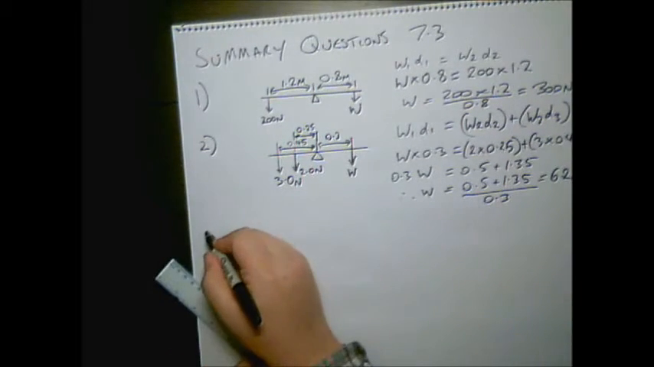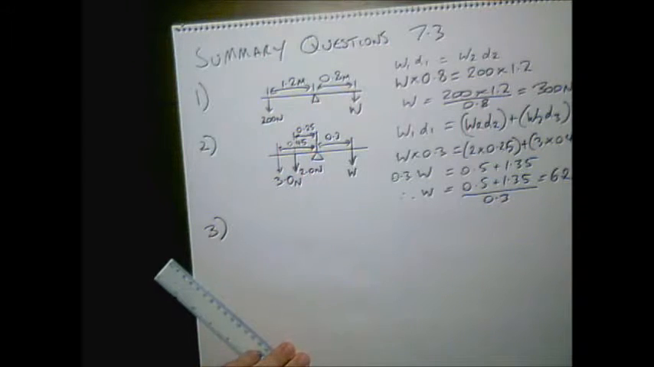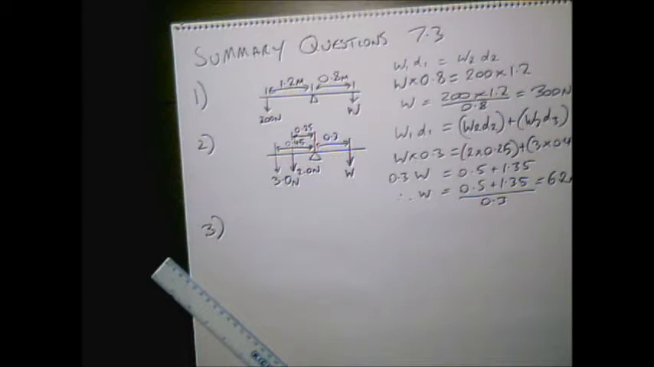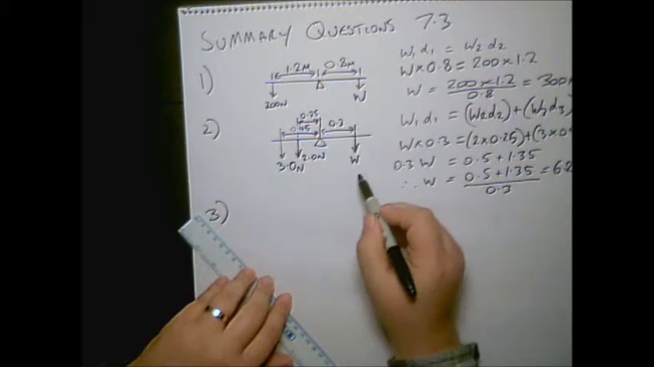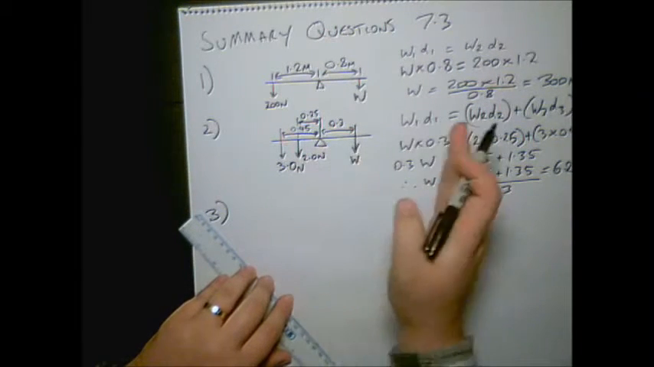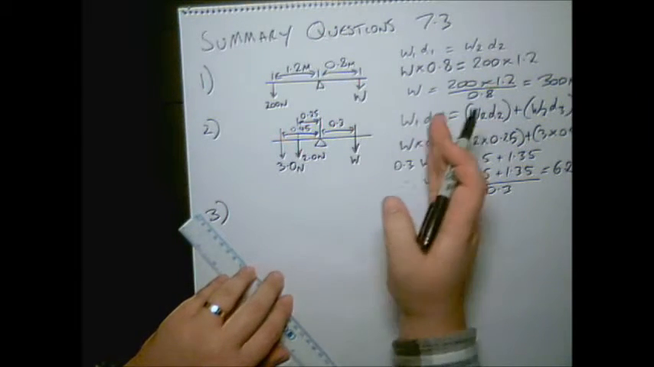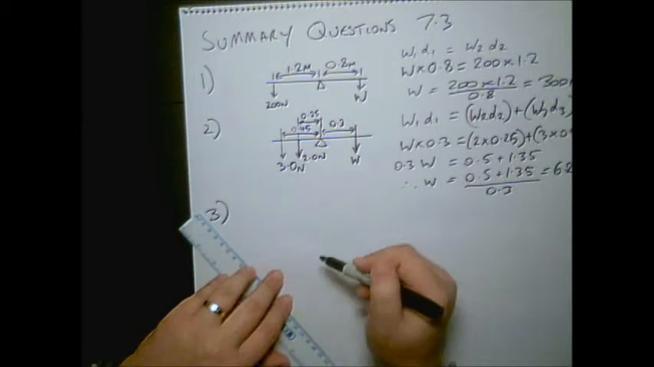Question 3. In Q2, the 3 Newton weight and the 2 Newton weight were swapped. Sketch the new arrangement and work out the new distance of the weight W from the pivot. So what we're doing this time is we're fixing W at 6.2. We're going to move it to counteract the fact that we're going to swap these two weights round.